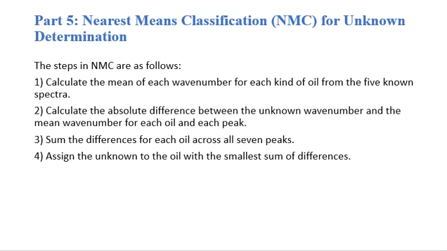Part 5, an alternative technique that can be used instead of PCA and is simpler to implement in a spreadsheet program like Excel. First you calculate the mean of each wave number for each kind of oil. Next, calculate the absorbance difference between the unknown value and the mean wave number for each oil and each peak. After that, you sum the differences for each oil group of 7 peaks. The unknown oil is identified by the smallest sum of differences.